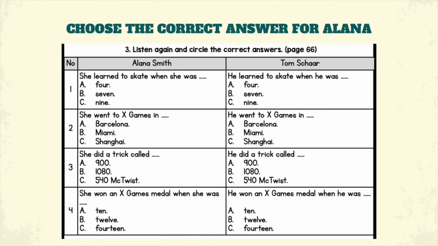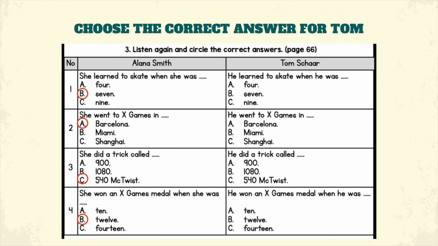Choose the correct answer for Alana. Number 1, she learned to skate when she was B, 7. Number 2, she went to X Games in A, Barcelona. Number 3, she did a trick called C, 540 McTwist. Number 4, she won an X Games medal when she was B, 12. Now, let's choose the correct answer for Tom. Number 1, he learned to skate when he was A, 4. Number 2, he went to X Games in C, Shanghai. Number 3, he did a trick called B, 1080. And the last one, he won an X Games medal when he was B, 12.